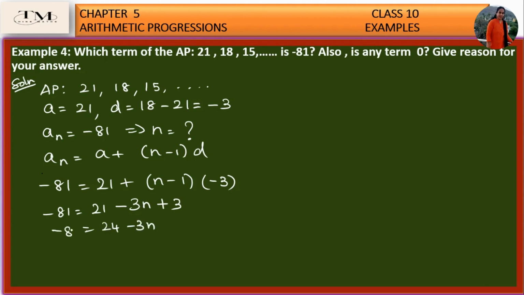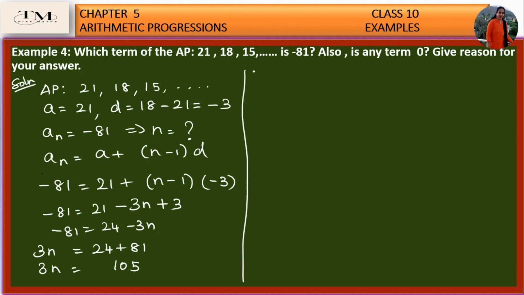Here, minus 81 is present. So I am taking minus 3n to the opposite side. It will change the sign to positive: minus 3n will become plus 3n. We have 24 here. If I move minus 81 to this side, it will become plus 81. So 3n will be equal to 24 plus 81, which is 105.